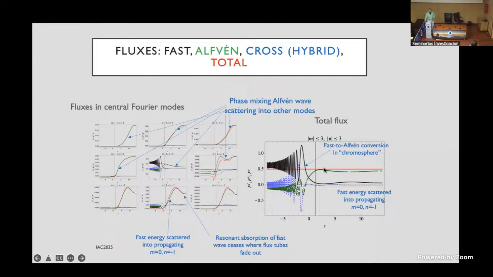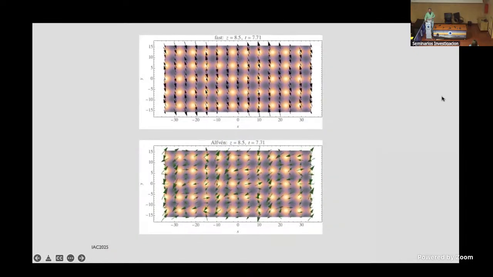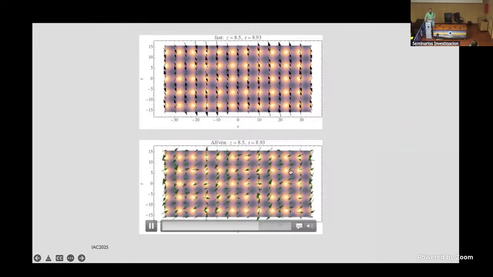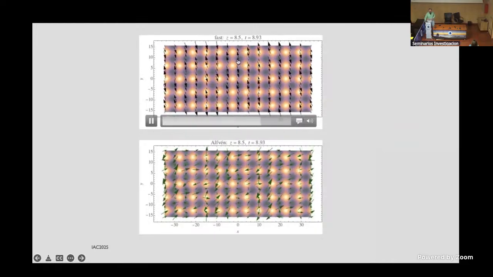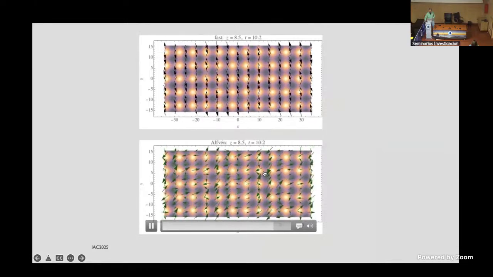But yeah, so you see around this level, there is conversion happening. Okay. And here's a view at the top. So let's take a slice up at the top. We see the fast waves going back and forth. We see the Alfvén waves basically rotating around. Just giving you some polarization.